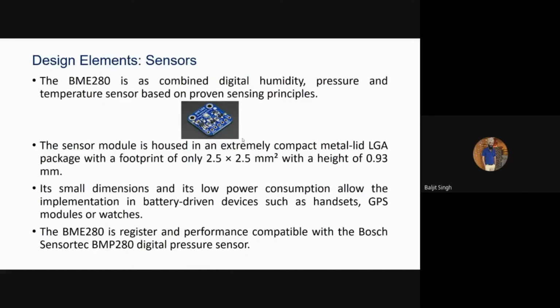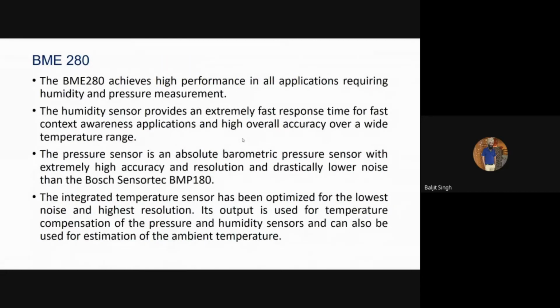The BME 280 is register and performance compatible with the Bosch Sensortec BMP 280 digital pressure sensor. The BME 280 achieves high performance in all applications requiring humidity and pressure measurement. The humidity sensor provides an extremely fast response time for fast context awareness applications and high overall accuracy over a wide temperature range. The pressure sensor is an absolute barometric pressure sensor with extremely high accuracy and resolution and drastically lower noise than the older version.